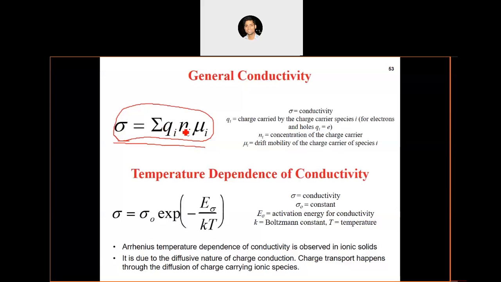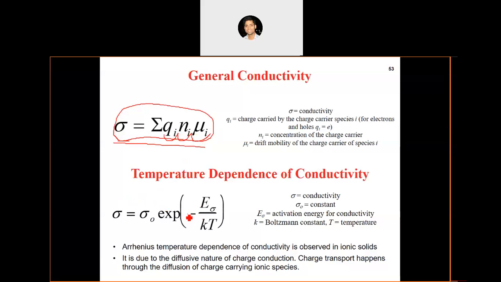Qi here is the charge carried by the carrier. Actually, it's just another form of n times e times mu, right? We saw sigma is equal to n times e times mu. Here we have Qi, which is the charge, Ni is the concentration of the impurity, and mu i is the drift mobility of that particular impurity.